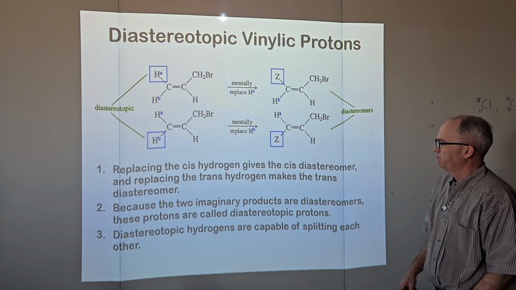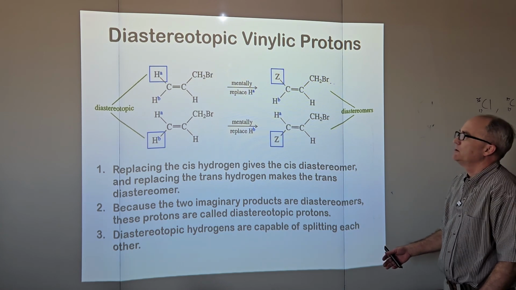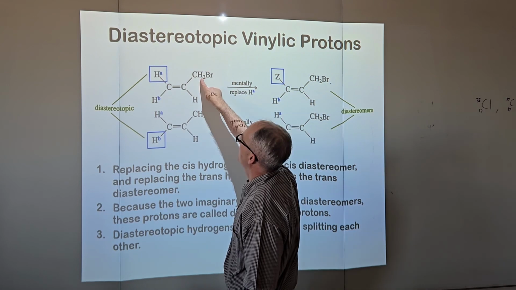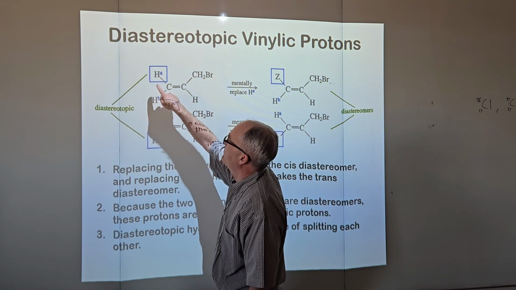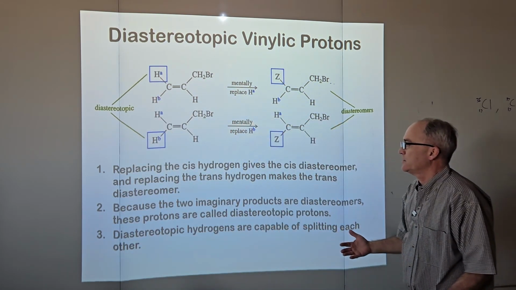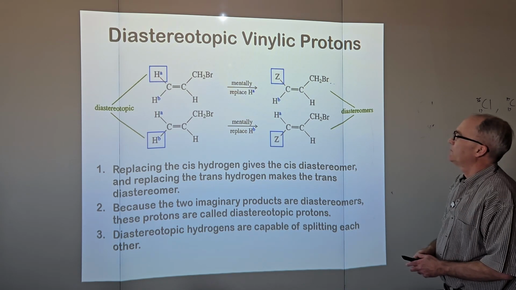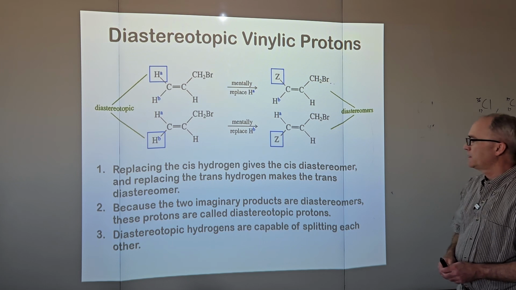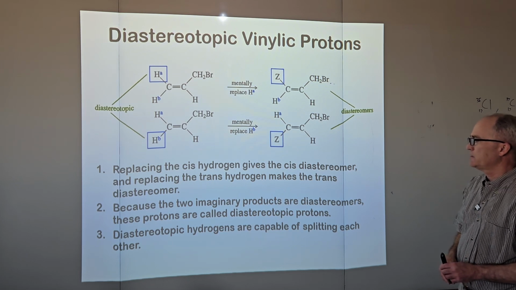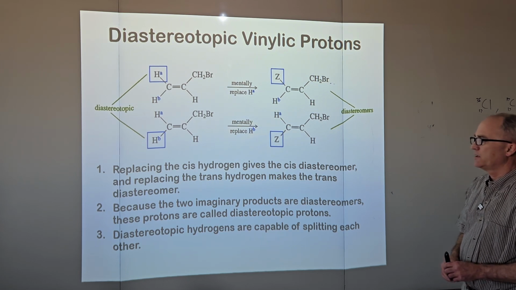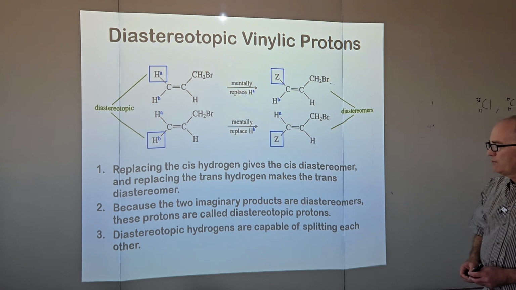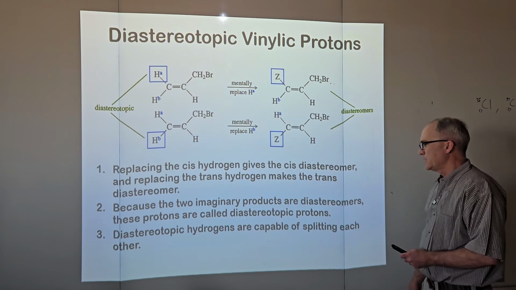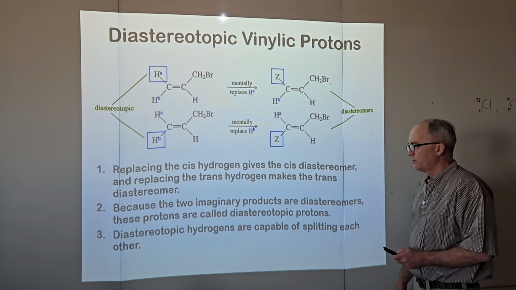So I think with alkenes, it's easy to see. We already went through it a little bit with styrene. So here I'm thinking 1, 2, 3, 4 signals. I have 4 different types of hydrogens. Replacing the cis hydrogen gives the cis diastereomer, and replacing the trans hydrogen makes the trans diastereomer. Because the 2 imaginary products are diastereomers, these protons are called diastereotopic protons.